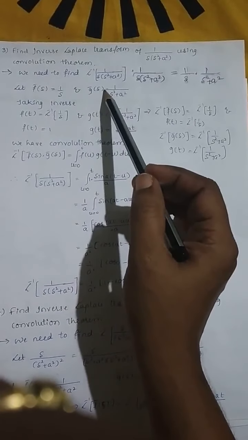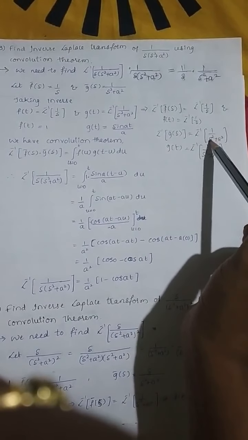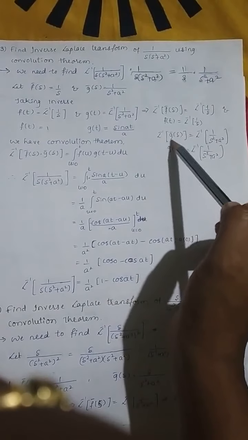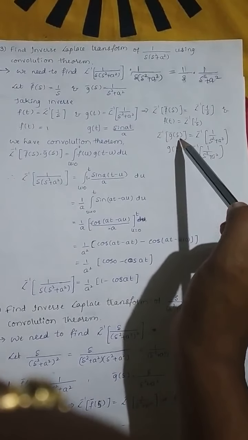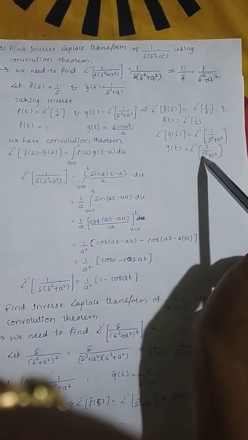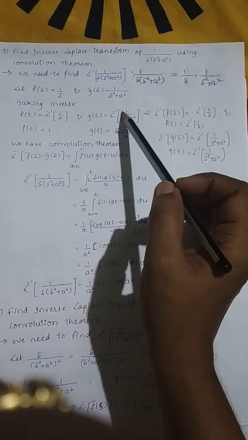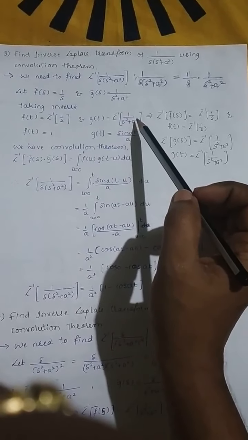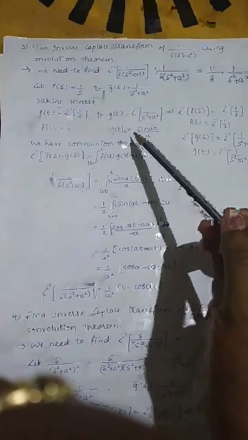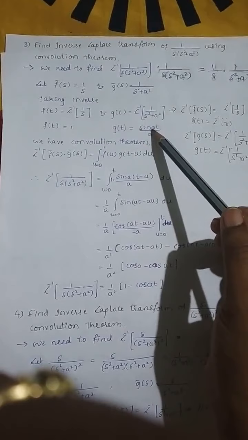Next, g bar of s. L inverse of g bar of s is equals to L inverse of 1 upon s square plus a square. And by the definition of inverse Laplace transform, L inverse of g bar of s becomes g of t. Here g of t is equals to L inverse of 1 upon s square plus a square, and inverse Laplace of 1 upon s square plus a square is sin a t by a.